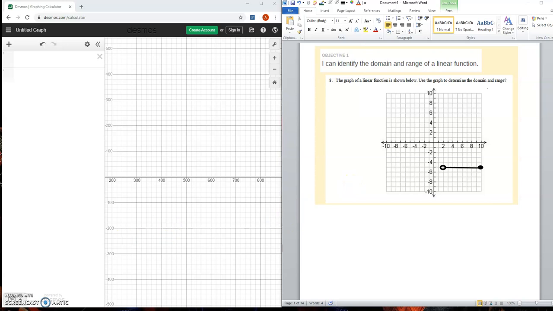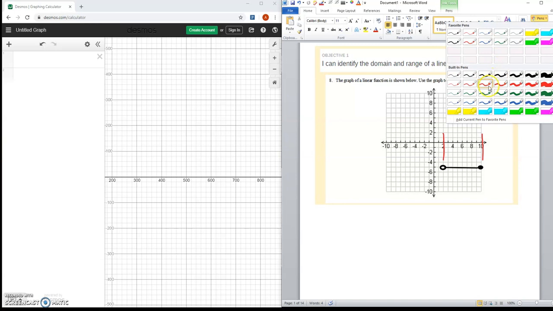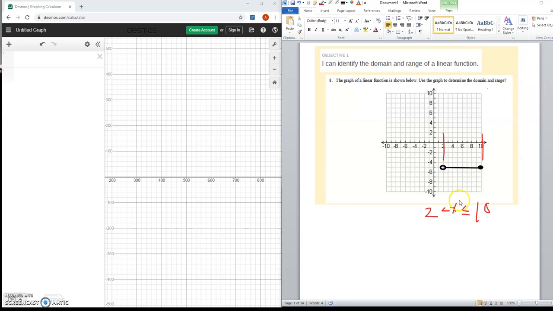Again, we're going to mark left to right to identify our domain. Okay, left to right is marked. The way to set this up is to write X and then those symbols. This 2 is your lowest value, 10 is your highest value. 10 is closed, which is why there is an equal sign; 2 is not, so there's no equal sign. So that's your domain.